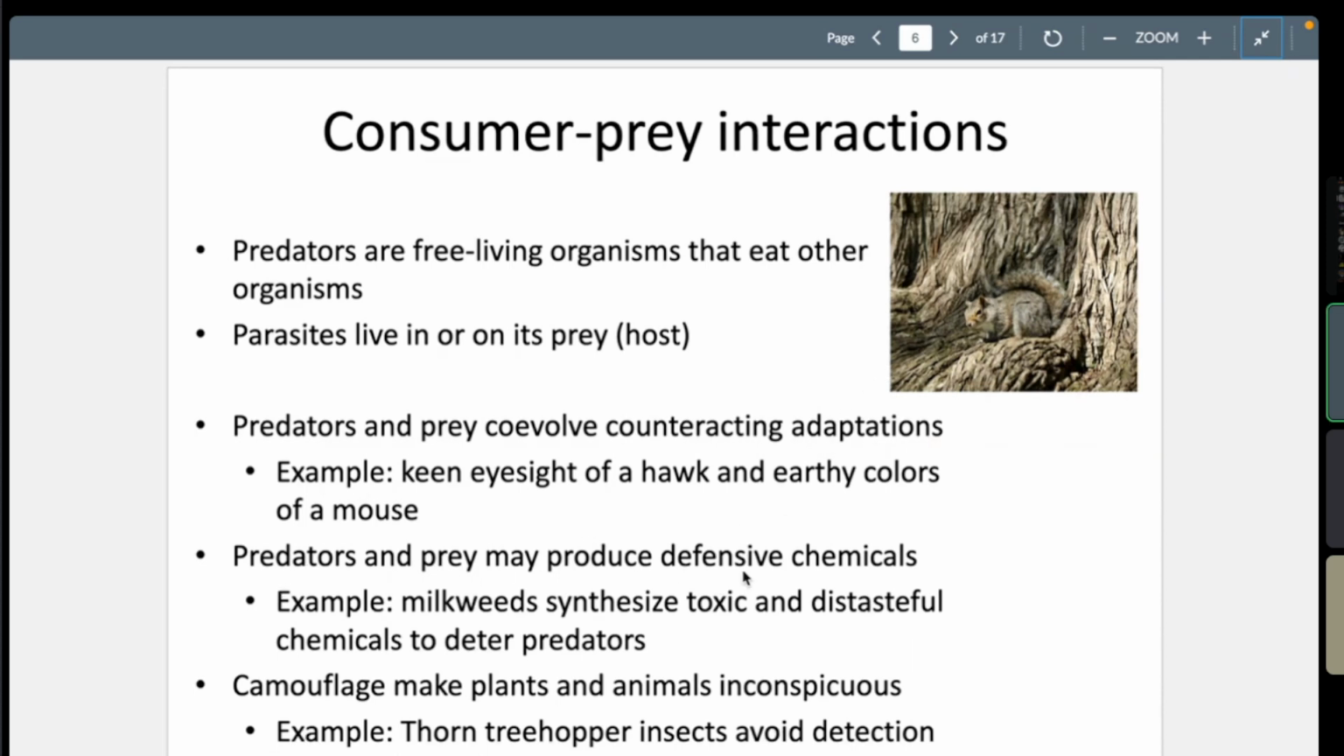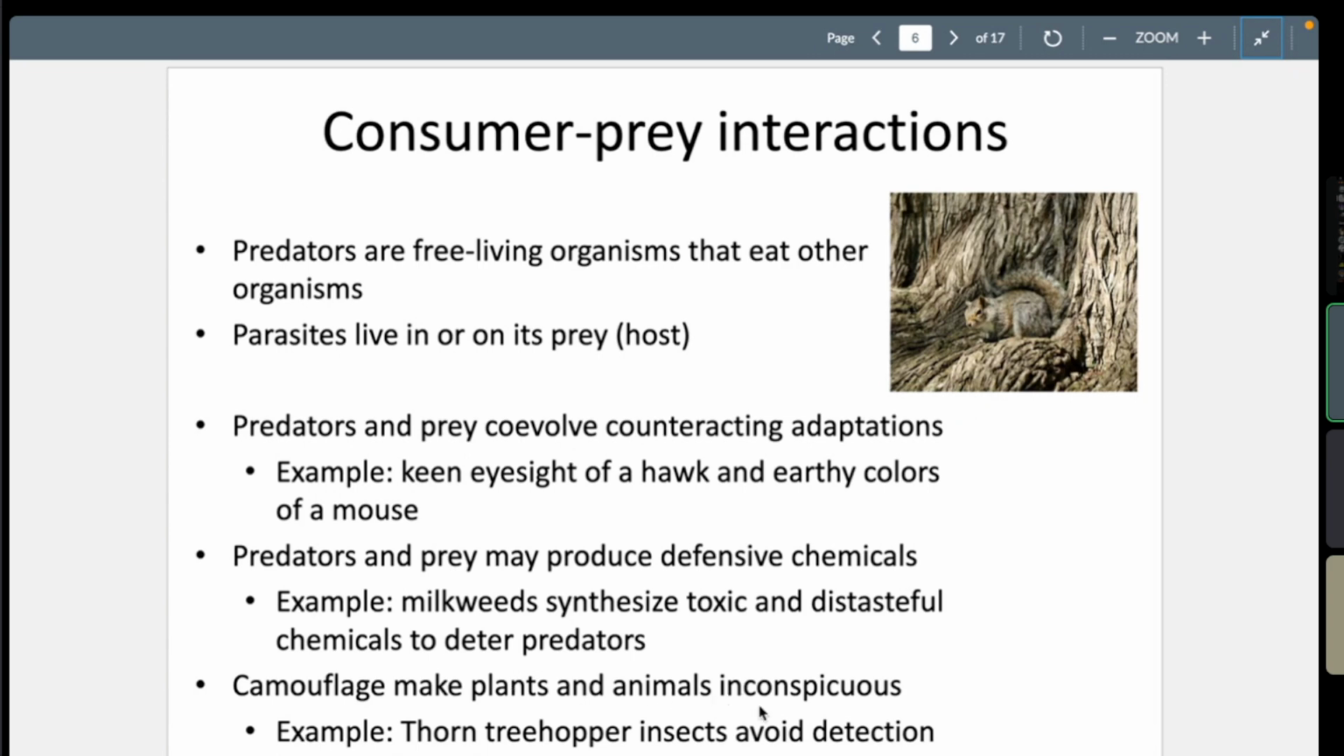Predator-prey interactions may produce defensive mechanisms. For example, milkweeds synthesize toxic and distasteful chemicals to deter predators. So that's just one example. I also remember reading something about butterflies being disgusting. That's why a lot of animals don't eat them, because they can be toxic.